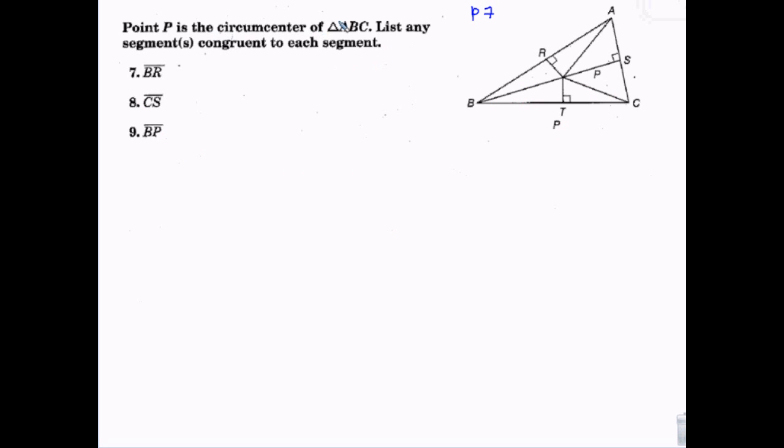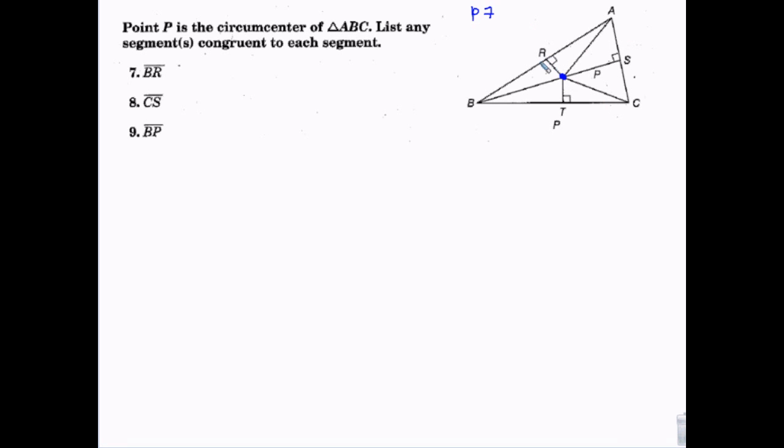We're saying P is the circumcenter. So that point right here, that's P. I don't know why it's so far over. P is the circumcenter. We want to list any segments congruent to the segment that they're listing. Now remember, the circumcenter occurs with perpendicular bisectors. So I'm going to go through and we're just going to label everything that's congruent in here, okay?